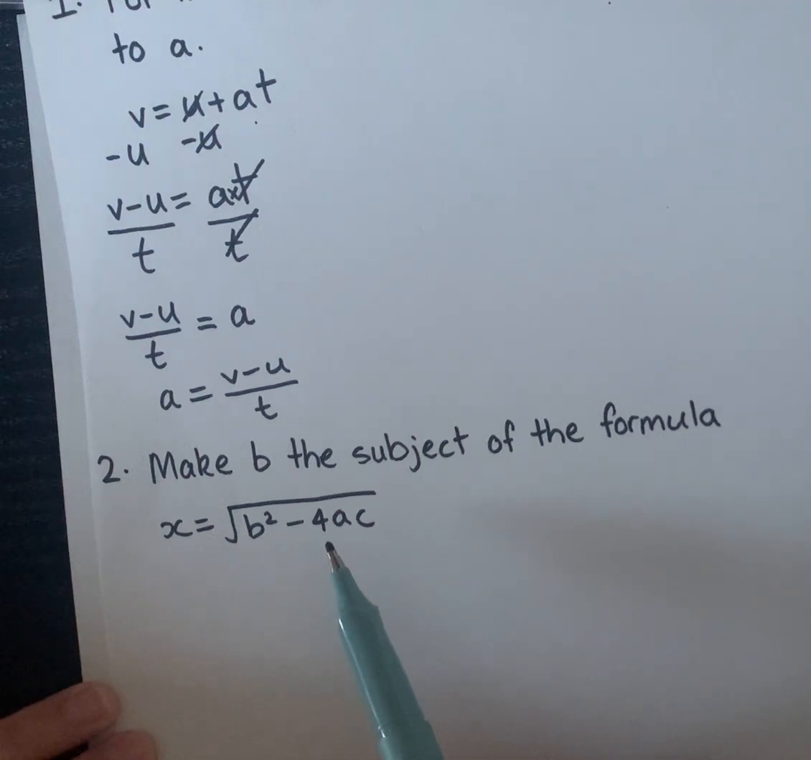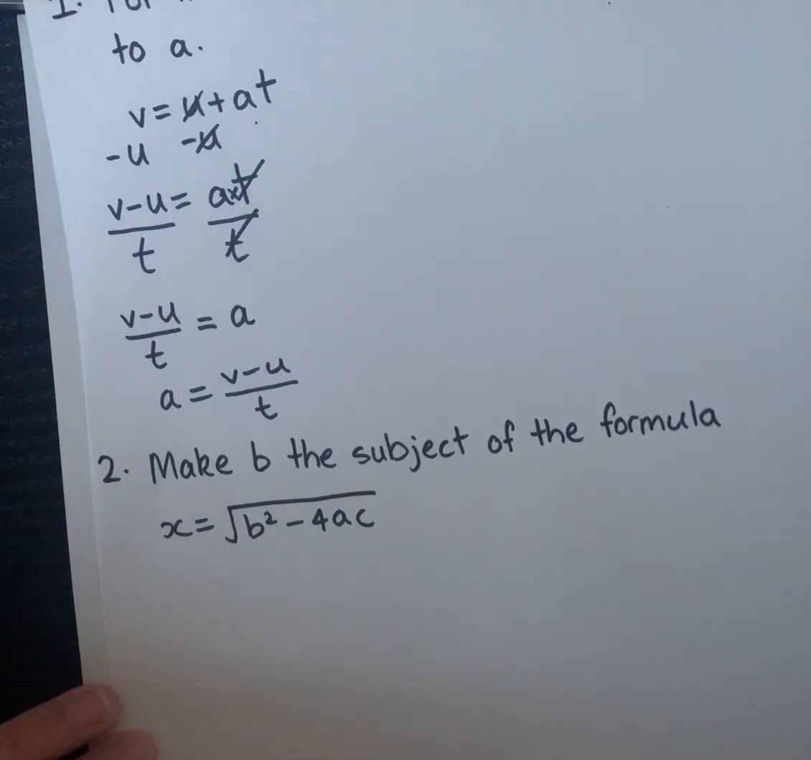So the way we're going to do that is, first of all, we can't really touch this minus 4AC because remember, it's inside the square root. So it's not really minus 4AC. It's the square root of B squared minus 4AC. So we can't really touch that yet. First, we need to get rid of this big square root symbol. So we need to use the inverse operation.